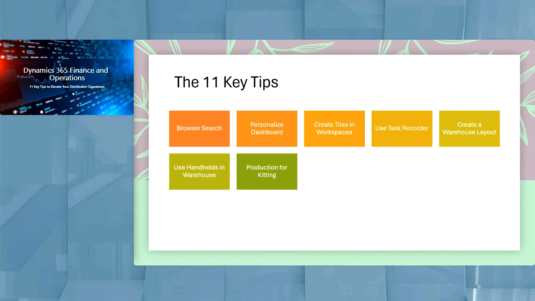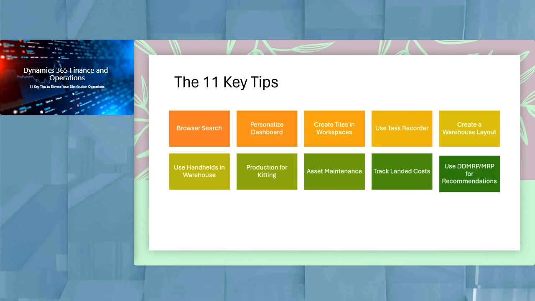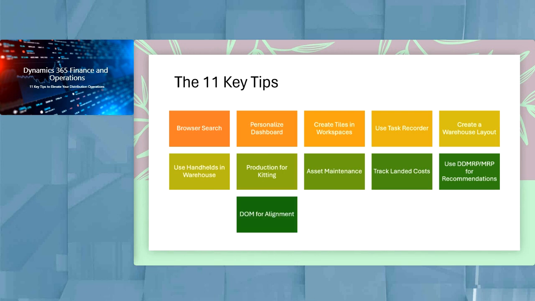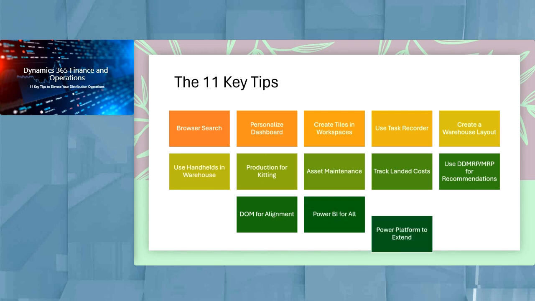how we use handhelds in the warehouse, what we should do for kitting by using production inside of finance and operations, how we maintain your assets, how we track some of the landed costs inside of your environment, and how we use DDMRP and MRP, which you may or may not have heard of, for recommendations for product capability and needs. Then how we use distributed order management, or what we call DOM, for alignment, what you should be doing with Power BI, and finally, how you go beyond that, because maybe you want to add additional capabilities and tackle those inside of your environment.